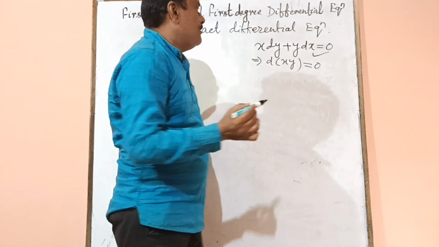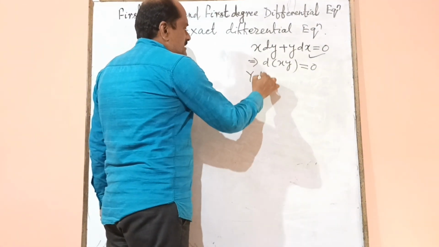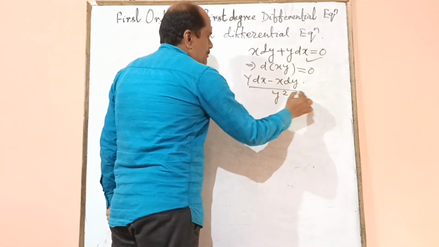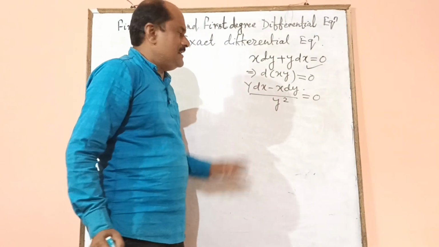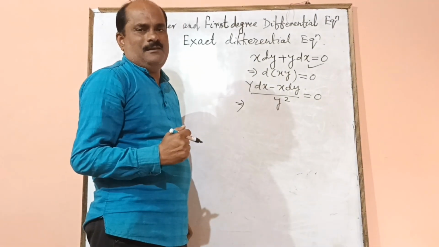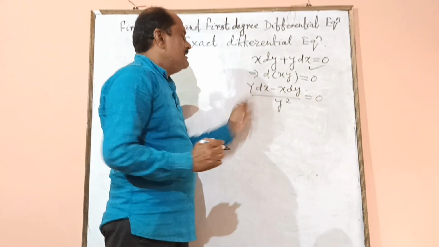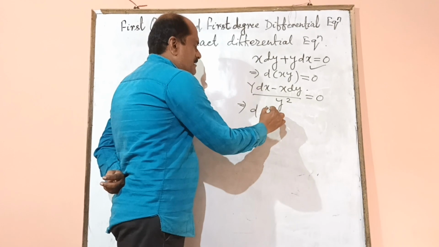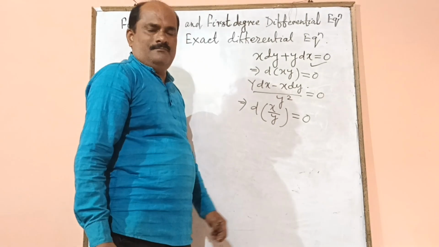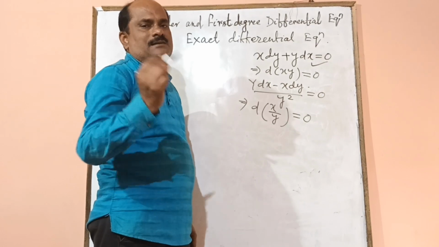For another example, if an equation is of the form (y dx minus x dy) by y square is equal to 0, then the left side of the equation can be expressed as a complete differential, that means the derivative of a function. The left side of this equation is written as derivative of x by y is equal to 0. This type of equation is known as an exact differential equation.